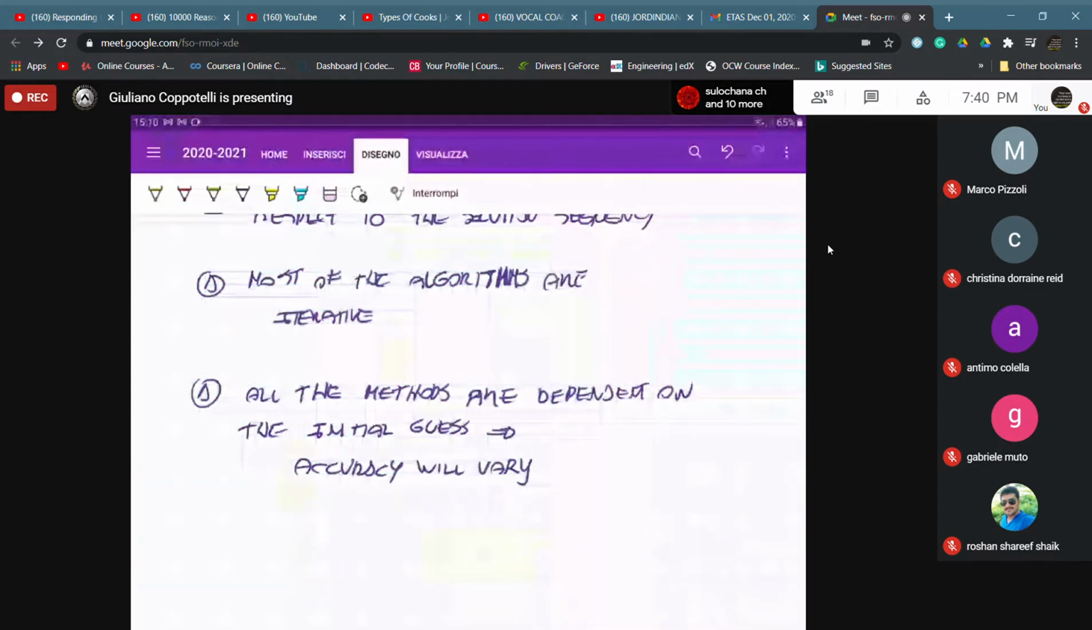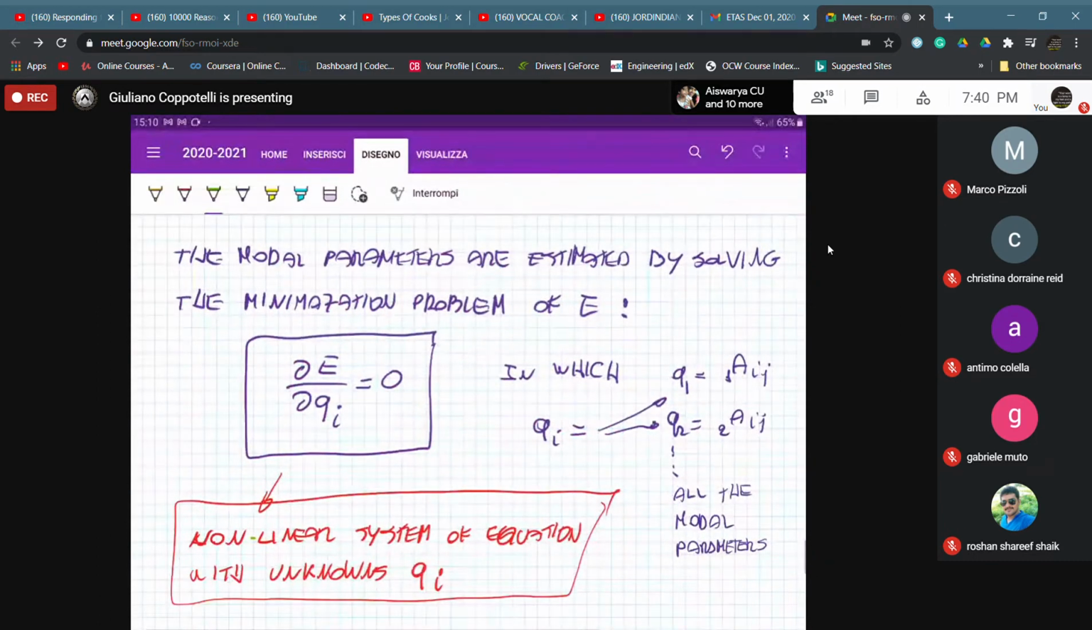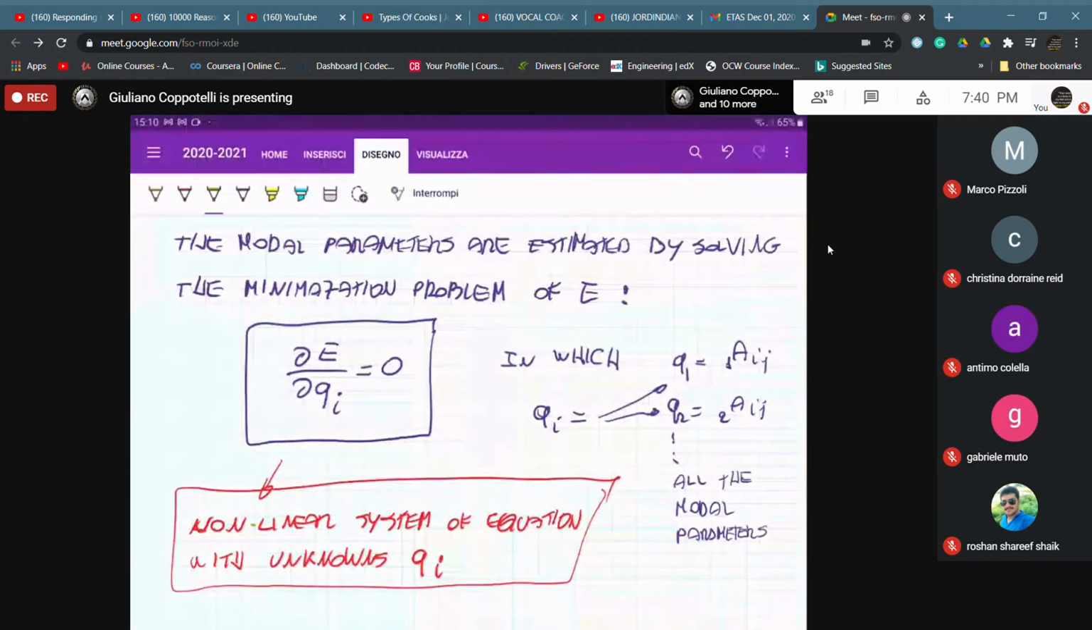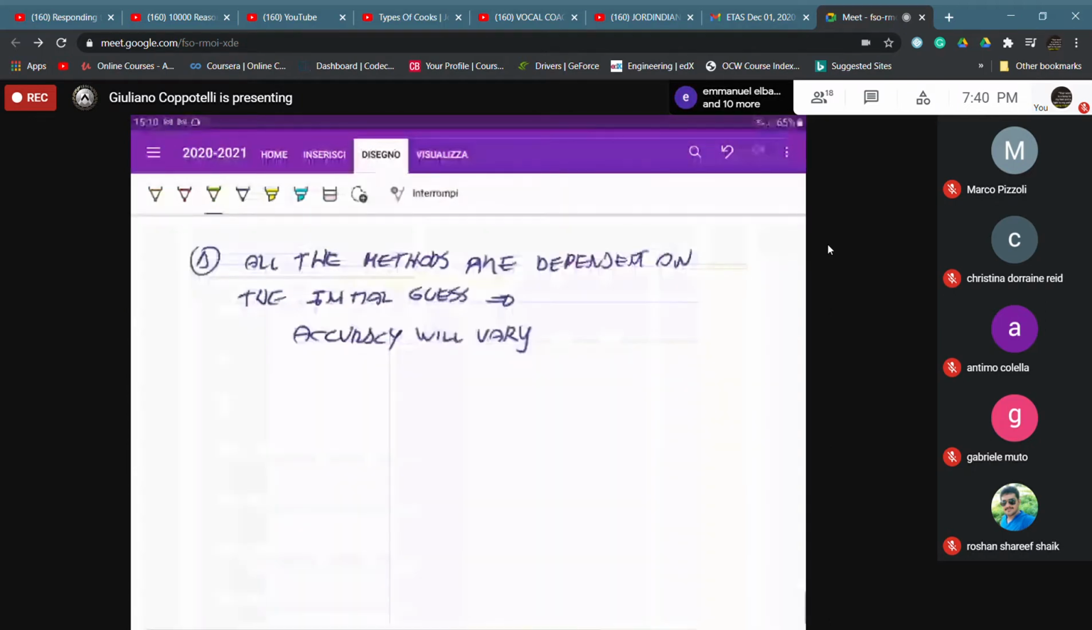By the way, because these methods have a number of unknowns that is generally much less than the number of equations, these methods are referred to as curve fitting methods for the estimate of the model parameters. Let me write that now.